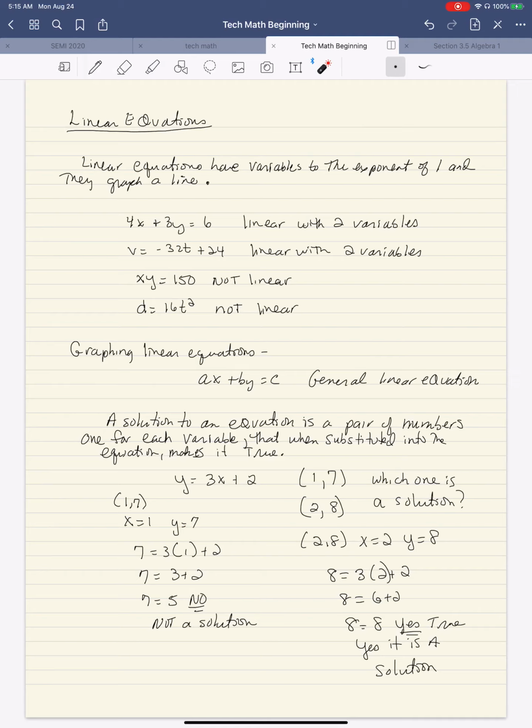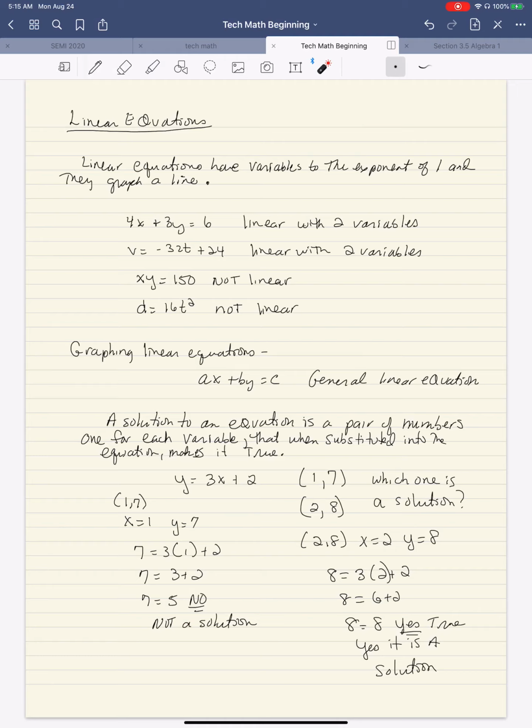I make the substitution. So instead of a y, I put a 7 equals 3. Instead of x, I put a 1. 3 times 1 plus 2. So 7 equals 3 plus 2. Does 7 equal 5? No. So that one is not a solution.